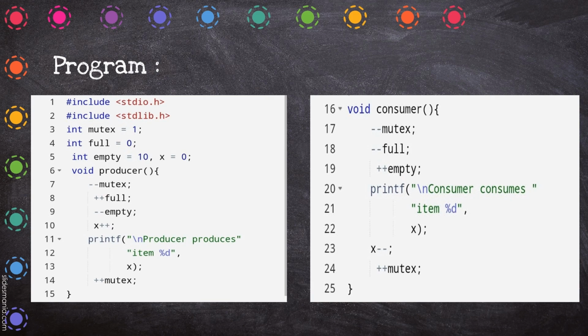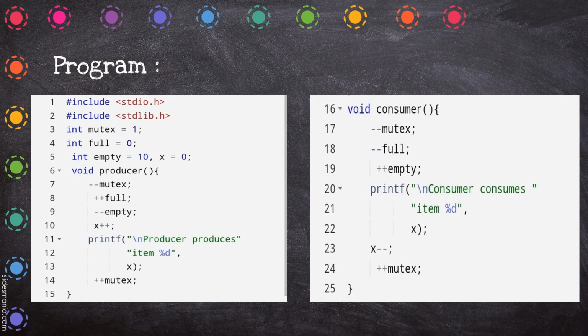Full represents the number of full slots in the buffer. It is initialized to 0. Empty represents the number of empty slots in the buffer. It is initialized to 10. X is a variable to keep track of the produced items.